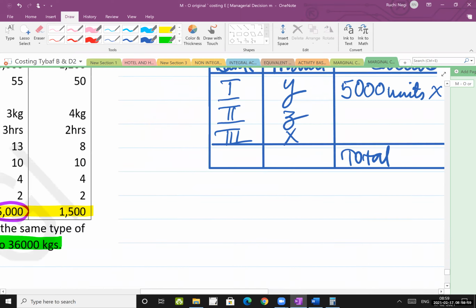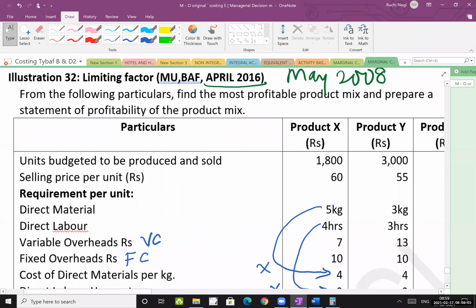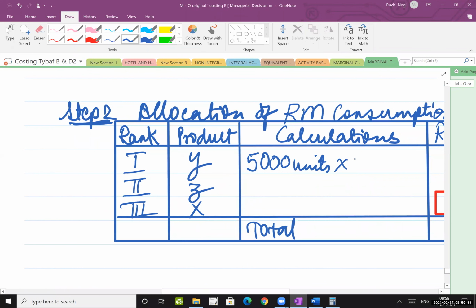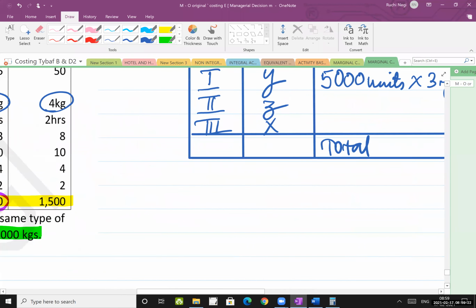multiplied with, how much raw material does it take to make one unit? 5 kg, 3 kg and 4 kg. So Y is 3 kg. So 5000 into 3 kgs. So 5 3s are 15,000. Okay. 15,000 kgs. It's very simple.